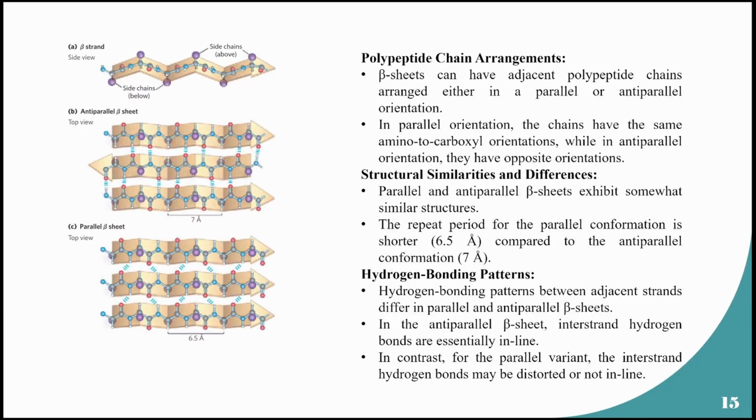So in beta sheets, for example, you will see that the adjacent polypeptide chains can be arranged in either a parallel or an anti-parallel orientation, right?